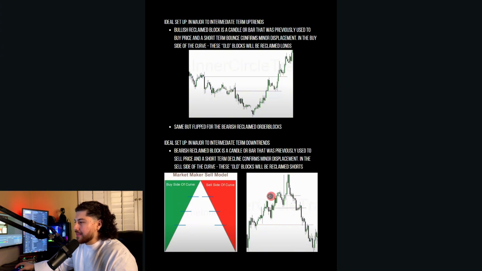And when we highlight these areas or draw a line out from these areas, usually the banks will come back, reclaim that order block, push on lower, reclaim the order block, push on lower. And then same thing here, price comes in, taps it, reclaims the order block, and then continues to push on lower.